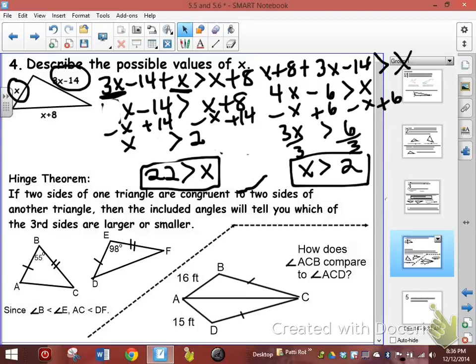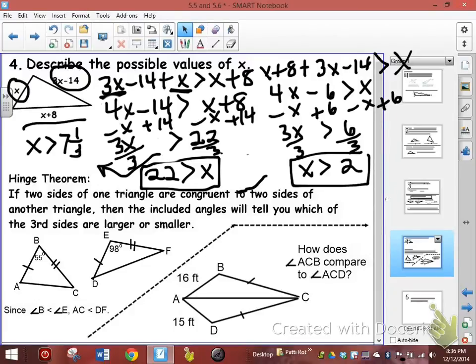Let me erase that. So then when I subtract x, I get 3x. That's better. Okay. Then 8 plus 14 is 22. And then I've got to divide by 3. So I'm going to write my answer over here. So we get x is greater than 22 divided by 3, which is 7 1/3. So there's my third part of my answer. And again, I'm going to have to erase.